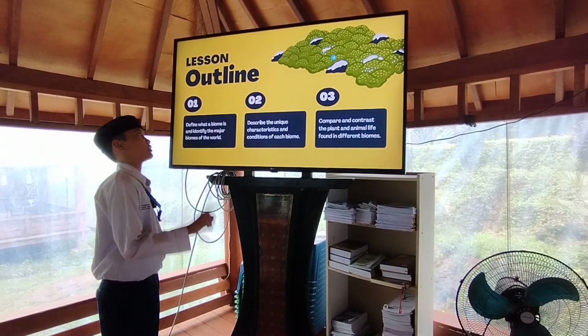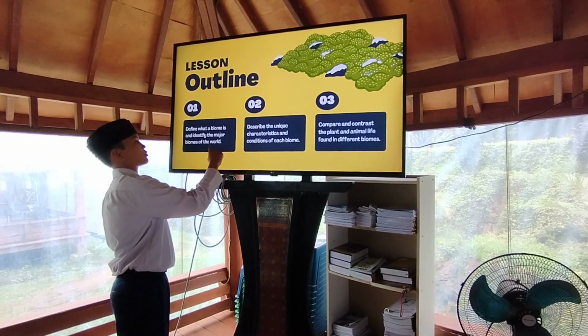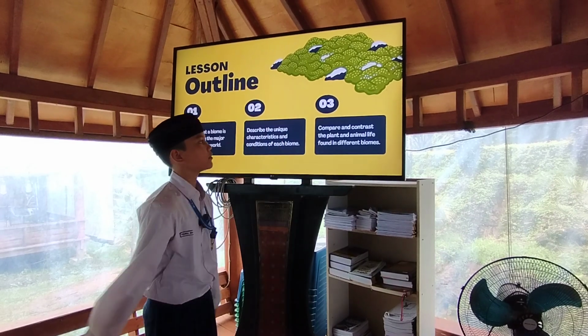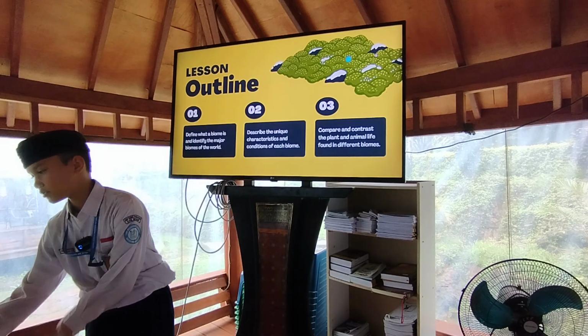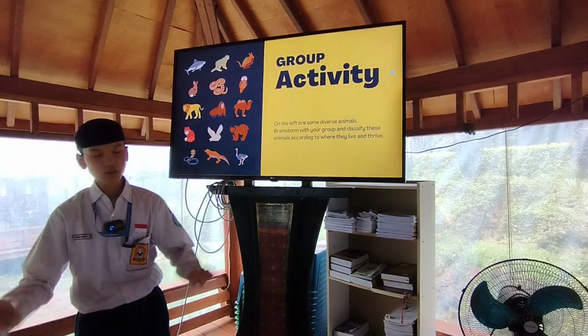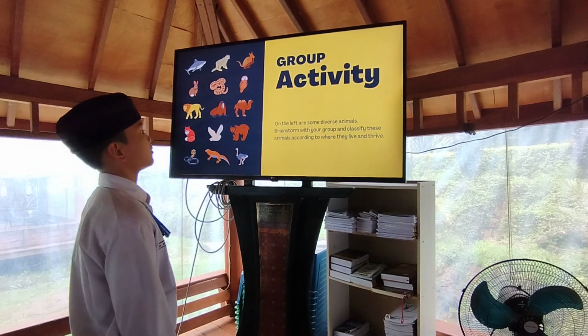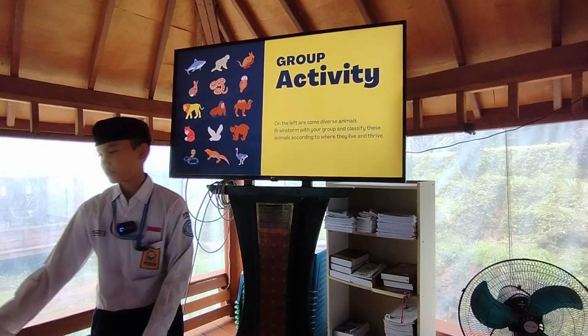So first, the lesson outline. We're going to define what a biome is and the major biomes of the world, describe the unique characteristics and conditions of each biome, and compare and contrast the plant and animal life found in the different biomes. Group activity: on the left are some diverse animals. Brainstorm with your group and classify these animals.